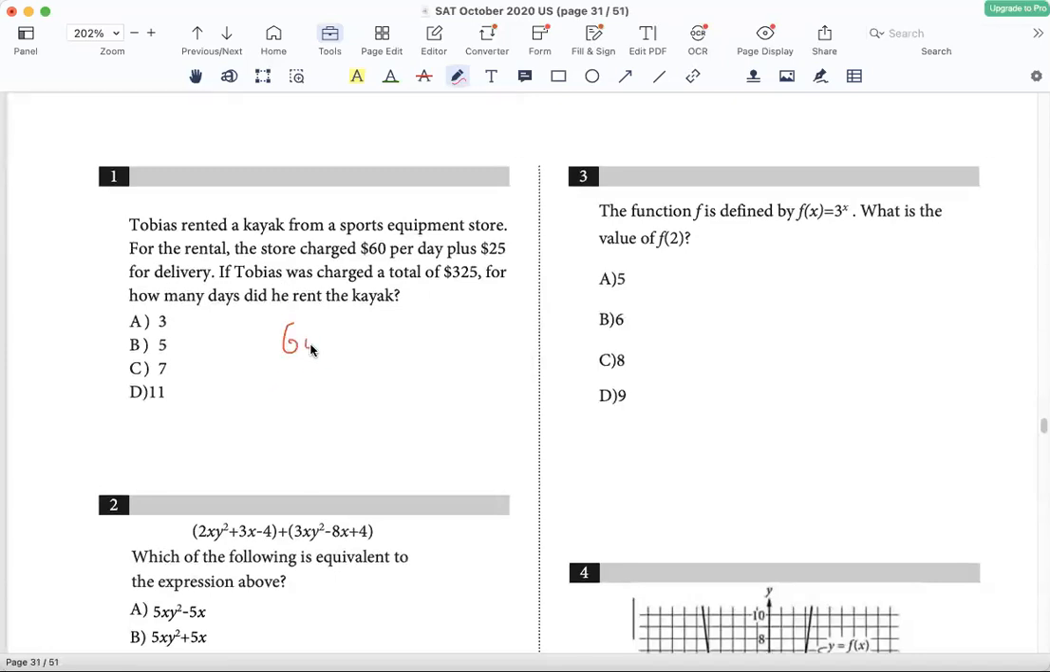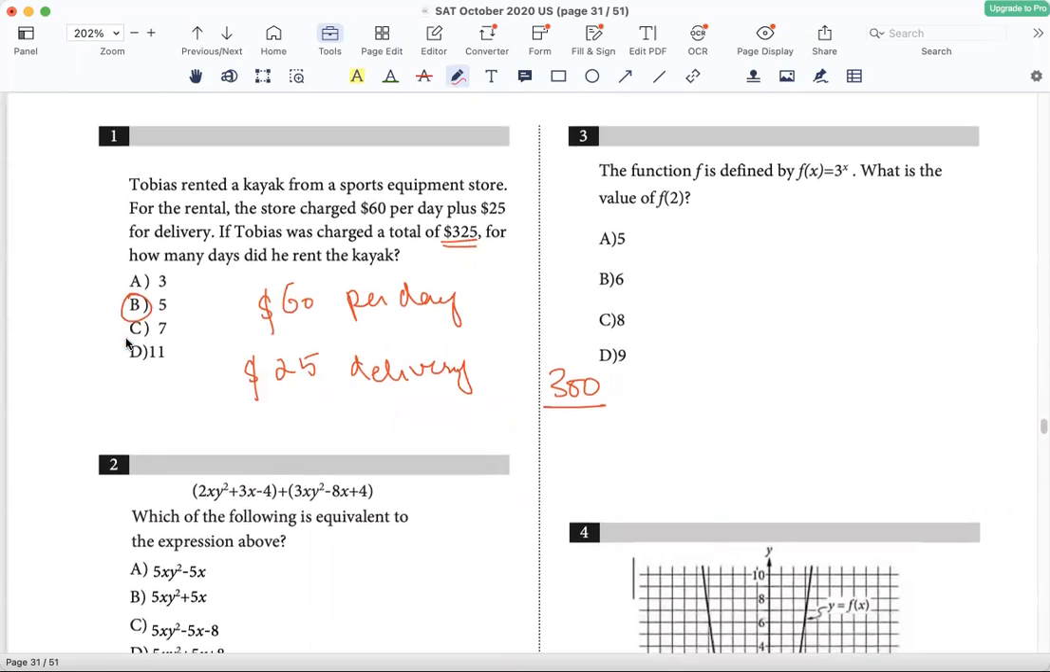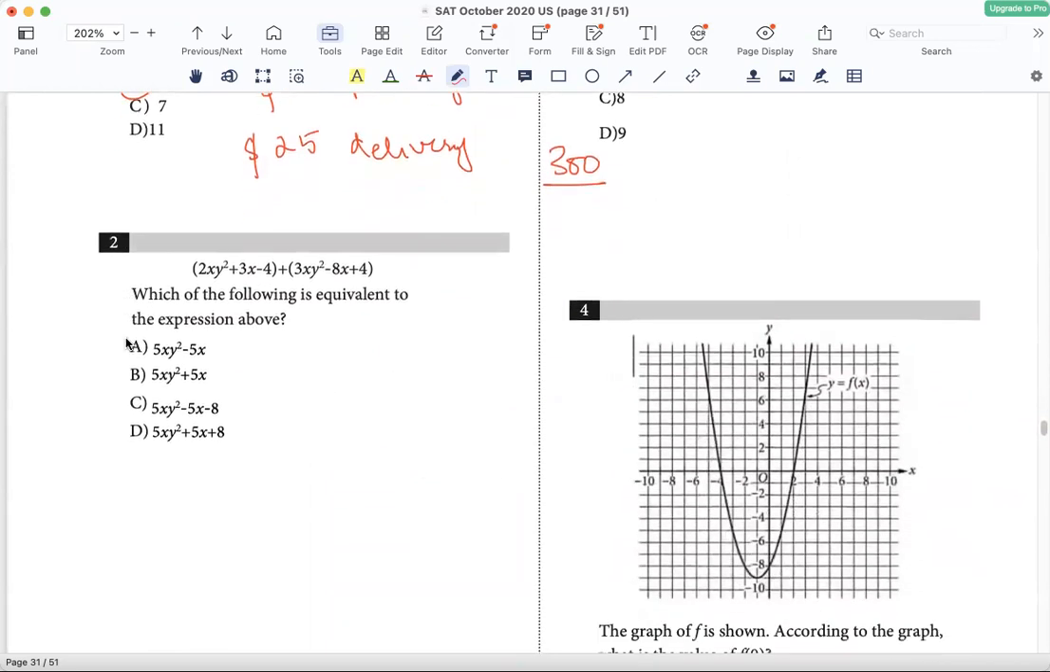So $60 was the per day cost, right? And $25 was the delivery cost. So he was charged a total of $325. So we can subtract 25 from that for delivery. So effectively, for the number of days, he was charged 300. And 300 divided by 60 is 5. So for 5 days, he rented the kayak.